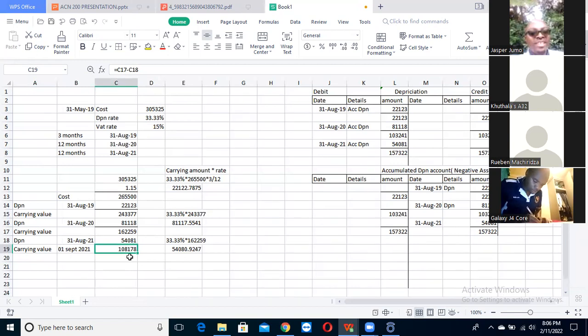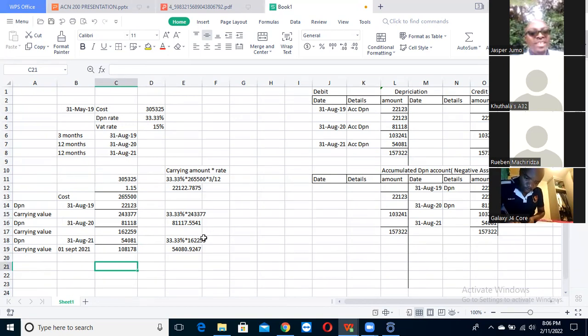108,178 rand. And this is due to what? This is due to depreciation, which is simply the loss in value due to wear or tear. Wear or tear is just the usage of the asset. So as we use an asset, it reduces in value, and we must account for that in our books of accounting. So why is it called the reducing balance method?